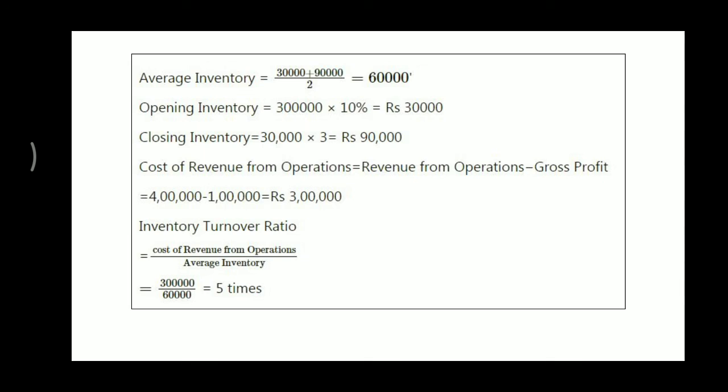Then closing inventory was 3 times the opening inventory. And opening inventory was 10% of cost of revenue from operation. Opening inventory is what percentage of cost of revenue from operation? 10%. Okay. So what will you do here? First of all you calculate the value of opening inventory. So how will you calculate the value of opening inventory? By using that opening inventory was 10% of the cost of revenue from operation.